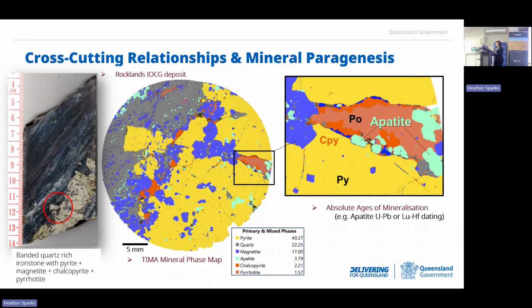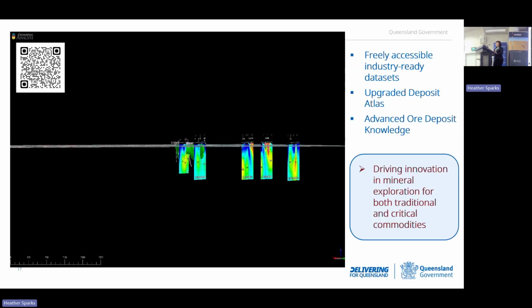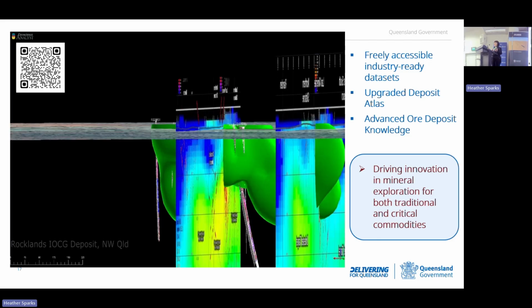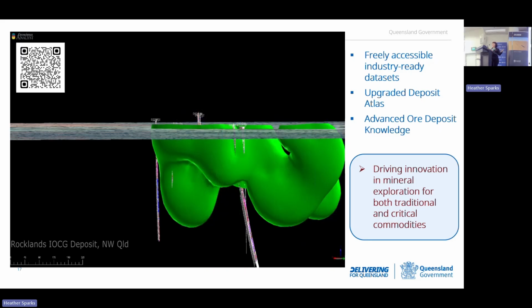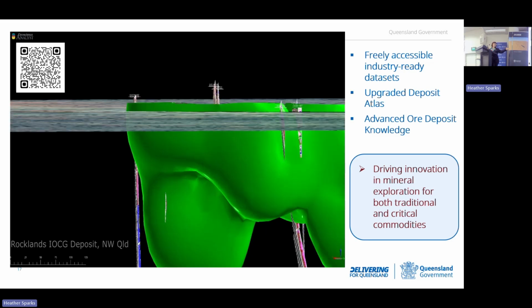So what do we do with all this data? We have a lot of images and a lot of data. How do we put it together so it's useful and industry ready? We think we can improve our deposit atlases, and we can add this information and upgrade the available 3D models in the deposit atlases, where you have your regional geology and the deposit shell. In this case, this is the copper shell.